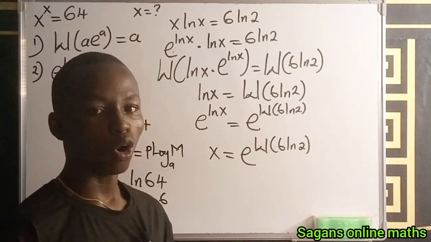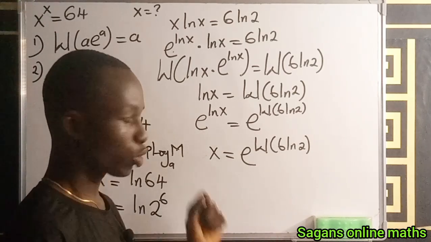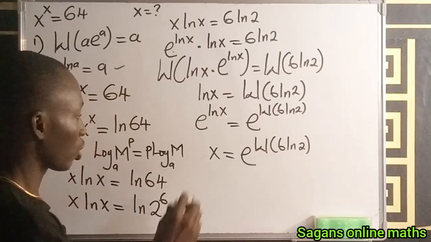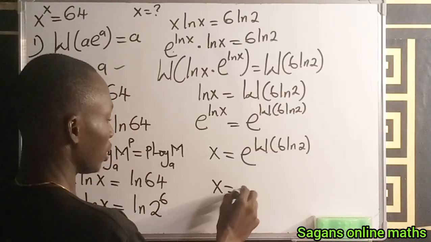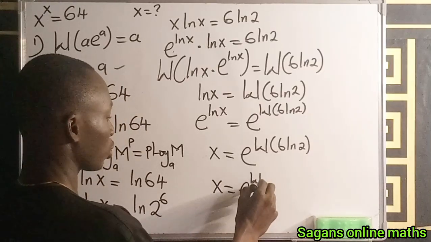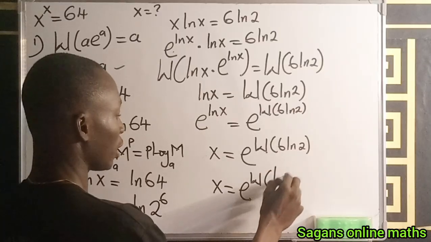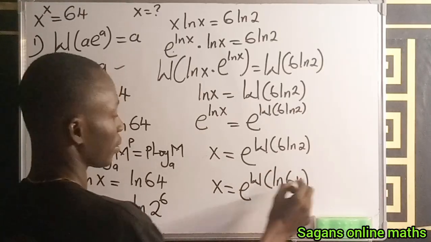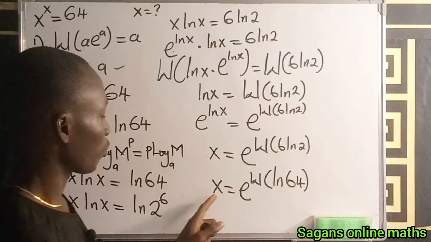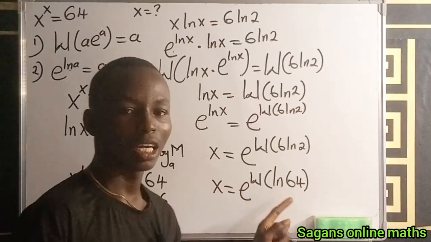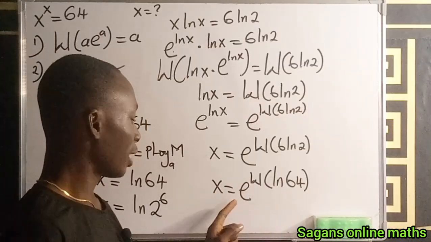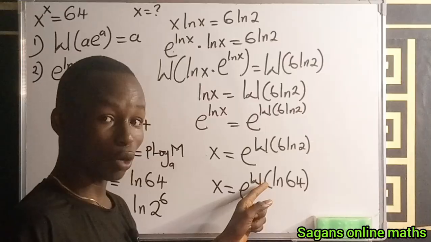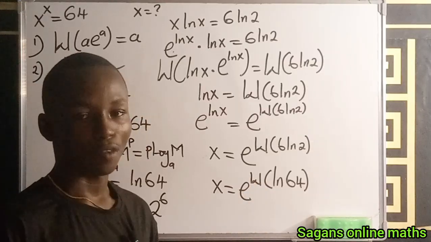Take note that it's not all calculators that have this operation, okay? And again, you can also write this as s equals e to the power of the Lambert W function of ln 64. It's the same thing. Now, before we can know the value of s, we must know the Lambert W value of this. If we can know it, that means e to the power of that value will give us the value of s, right?